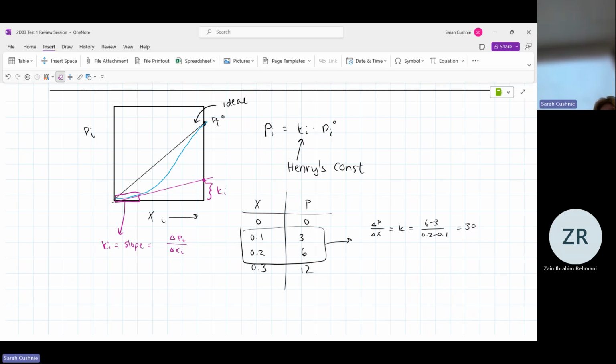Why does K have to be less than 1? K doesn't have to be less than 1. But is that for all cases?